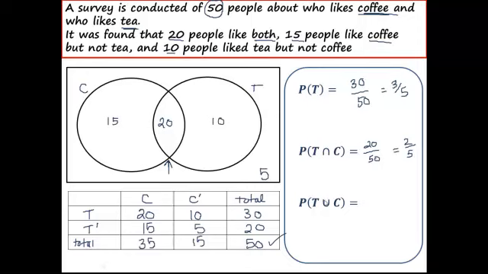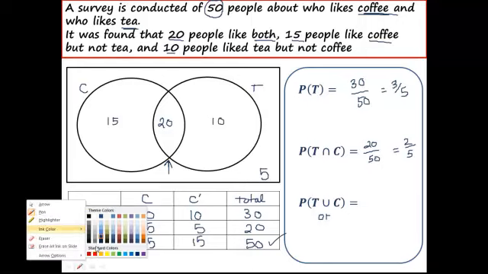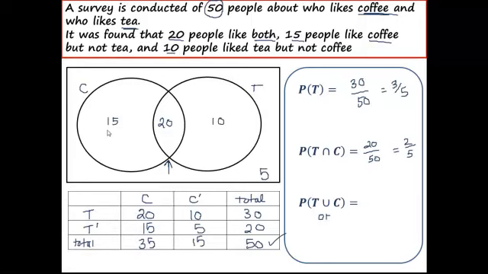Now this, the U shape, means what's the probability someone likes coffee or tea? So they could like tea or they could like coffee. And that is going to be this plus this plus this, because these are all the people that like coffee or tea. So 15 plus 20 plus 10 gives me 45. That should be out of 50 total. So 45 people out of 50 like tea or coffee. So that simplifies to 9/10.